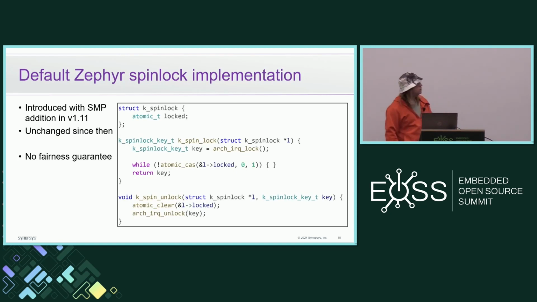Spinlocks were added to Zephyr with the introduction of SMP support in it. It was done in version 1.11, and the algorithm itself hasn't really changed since then. Here's the really simplified Zephyr spinlock code. In real code, we are doing lots of other useful stuff.